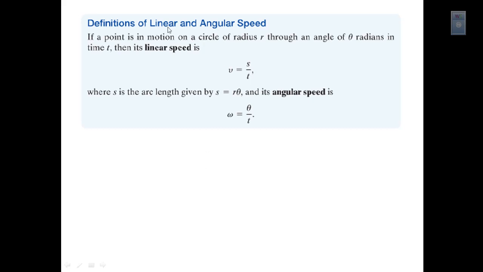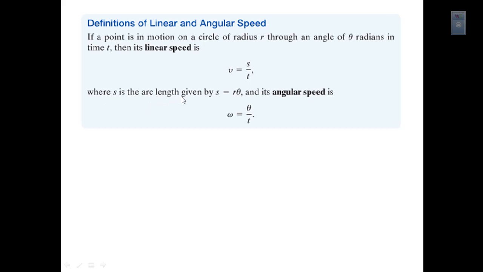Now, definitions of linear and angular speed. If a point is in motion on a circle of radius r through an angle of theta radians in time t, then its linear speed is going to be v equals s over t. S being how far it traveled, t being the amount of time it took. It's nothing more than standard velocity. Velocity equals distance divided by time. That's all you've got right here.